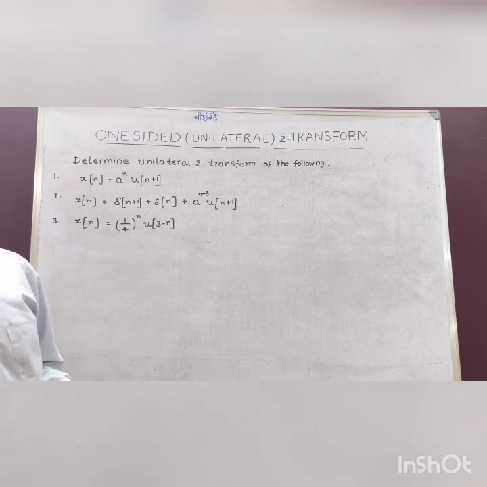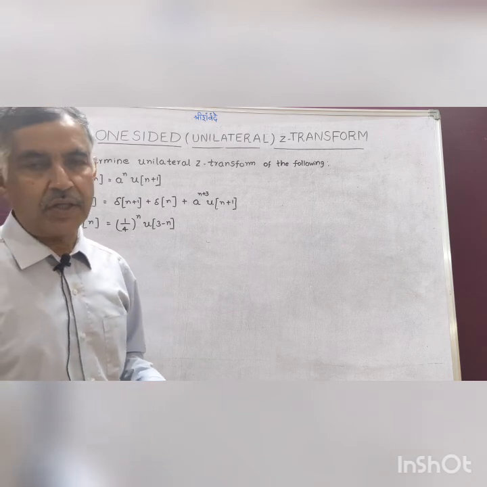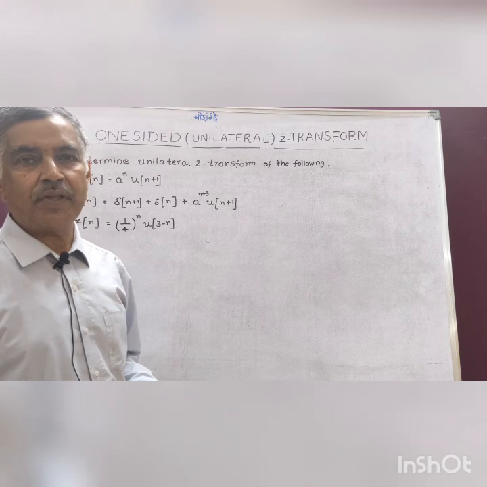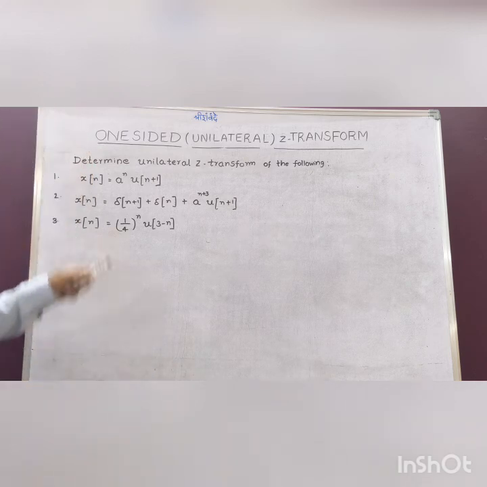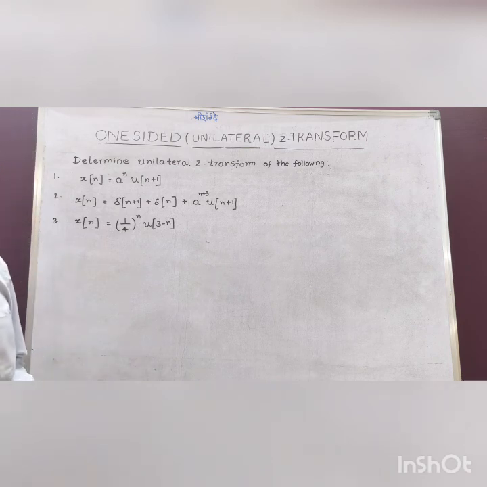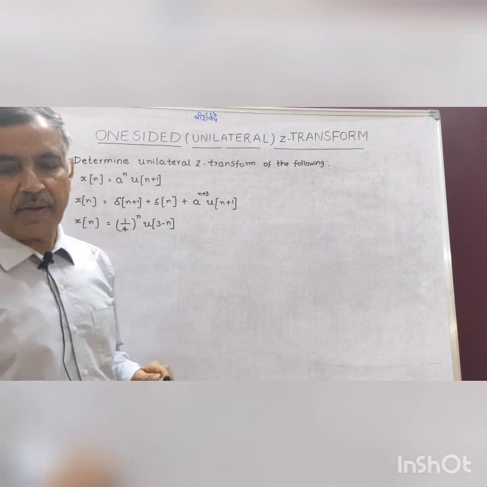In the last class we went through the definition of unilateral Z transforms. Now the next step is problems on unilateral Z transforms. Determine the unilateral Z transform of the following. There are three problems. I will solve these problems one by one.